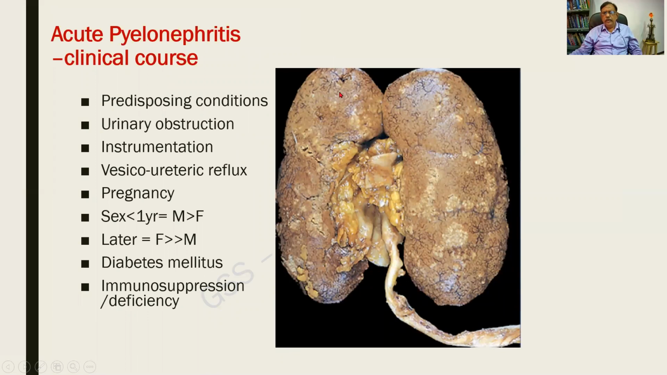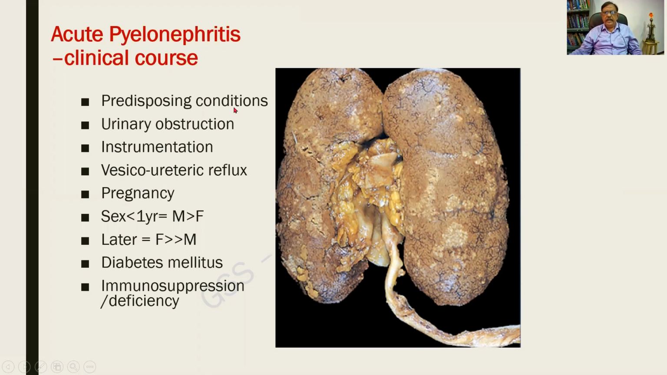Look at this picture over here. The kidney is not contracted. There is no scar that I am seeing, but instead I am finding multiple yellowish gray or yellowish white spots that are seen on the cortical surfaces. In some areas, they are all fused together. So this is a typical appearance of an acute pyelonephritis.